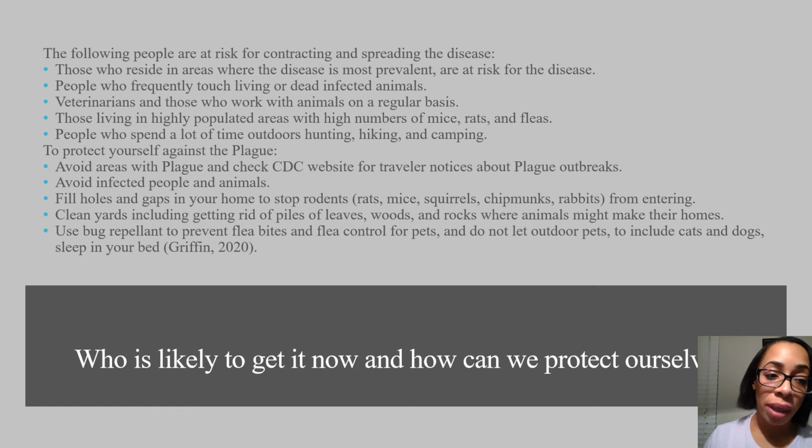To protect yourself from the plague, avoid areas with the plague and check the CDC website for traveler notices about plague outbreaks. Avoid infected people and animals. Fill holes and gaps in your home to stop rodents such as mice, rats, squirrels, chipmunks, or rabbits from entering. Clean your yard and ensure that you get rid of all piles of leaves, wood, and rocks, any place where animals can make their home. When you're outside, use bug repellents to prevent flea bites, and don't forget to use flea control for your pets. And do not let outdoor pets, to include cats and dogs, sleep in your bed.